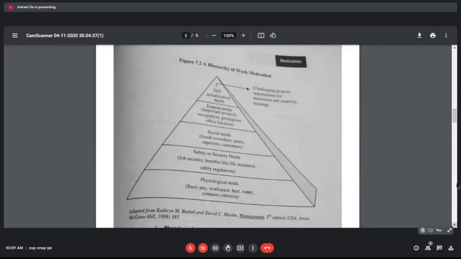Then we have safety and security: job security, insurance, or the safety of the workplace. So these things will be our safety or security need. Then we have the social need. That is the relationship that we are looking for in the organization with our co-workers, with our superior, with our subordinates, with our customers. So that is our social need.